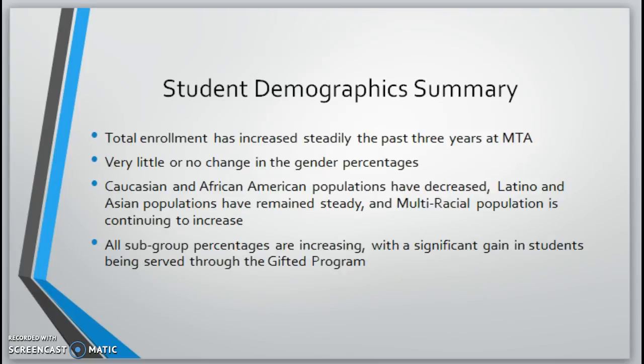In wrapping up the school's demographic data for the past 5 years, the summary is as follows. Our school's total enrollment has steadily increased the past 3 years, and there is very little or no change in the percentage of boys and girls at our school. Our Caucasian and African American populations have decreased, Latino and Asian populations have remained steady, and our multiracial population is continuing to increase. All of our subgroups are showing increases each year, with significant gains in students being served through our gifted program.